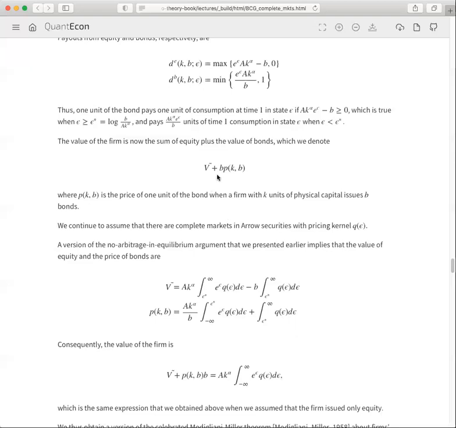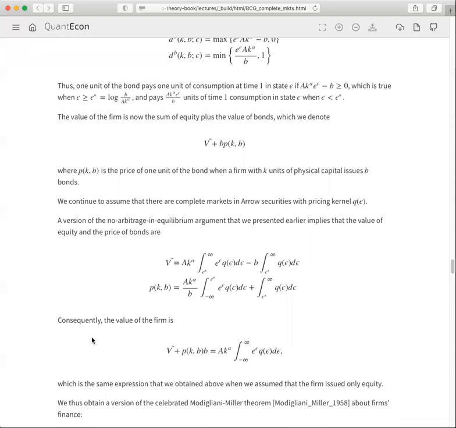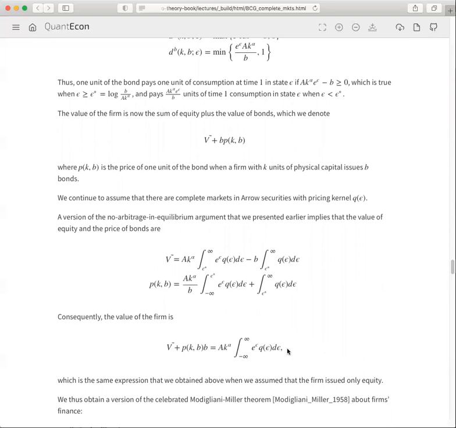So if we take B times this second term, multiplied by the price, and add it, we'll get the value of the firm. So here's the value of the firm. And what we'll notice here is the value of the firm, once we take into account how this pricing function reflects the amount of bonds outstanding, the value of the firm does not depend on how many bonds the firm issues. So let that sink in.